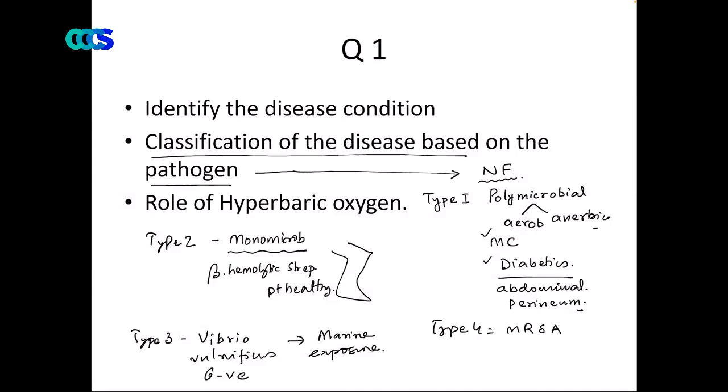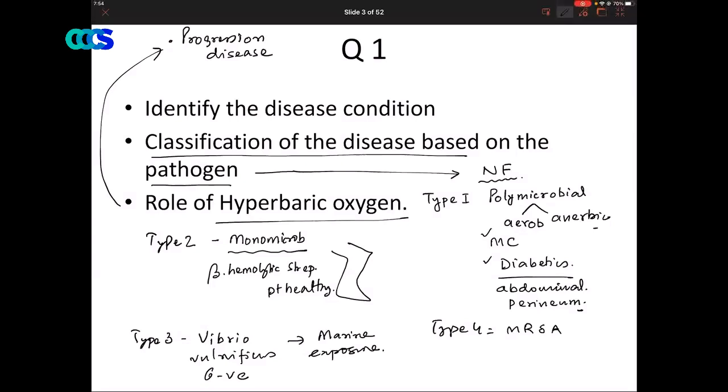Now the last question is, what is the role of hyperbaric oxygen therapy? Hyperbaric oxygen therapy is typically used when there is a continuous progression of the disease in these patients. What is very important, as I have told you, is that when there is progression of the disease, hyperbaric oxygen therapy is an important one. But remember, the main management of necrotizing fasciitis is always aggressive debridement.